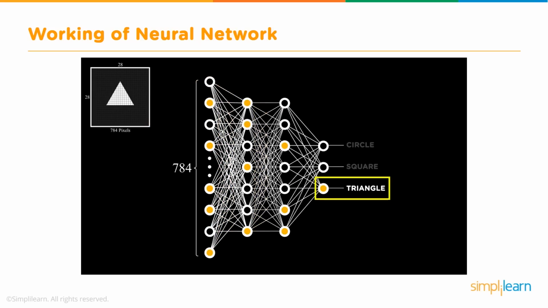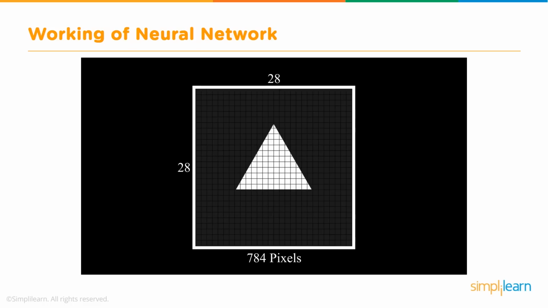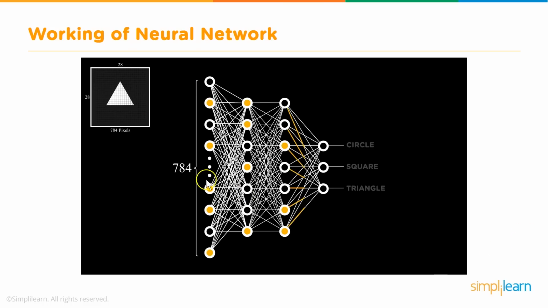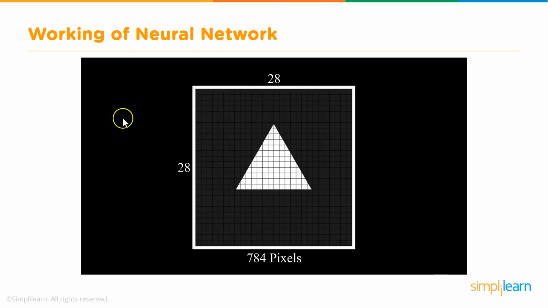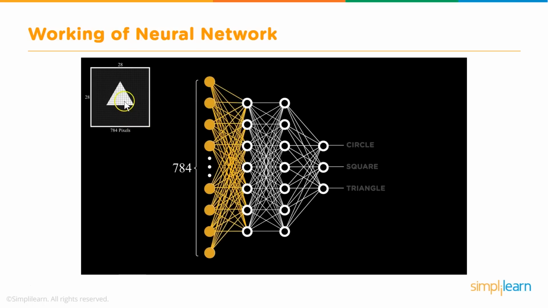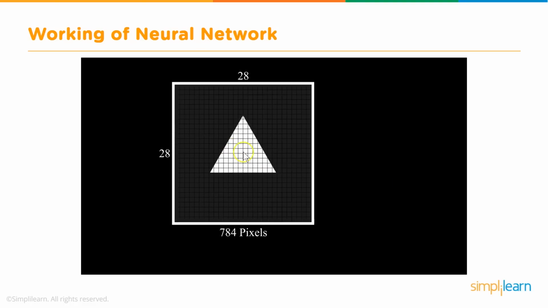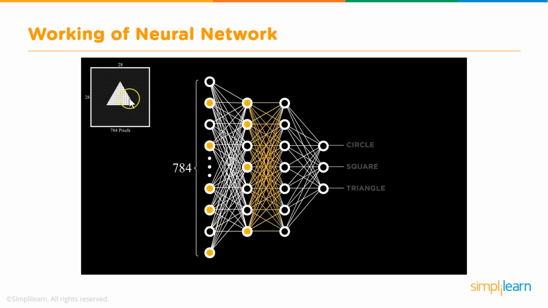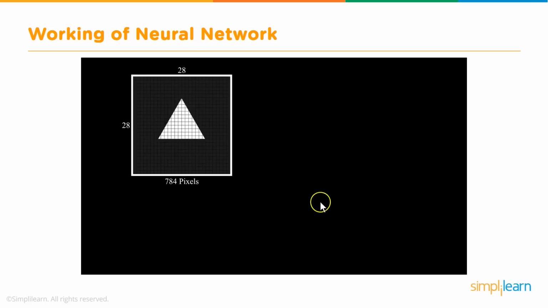Now if you feed another image, it will be able to identify whether it's a square, a triangle or a circle. What is important to observe is that when you feed a new image, it is not necessary that the triangle is exactly in this position. The neural network actually identifies the patterns. So even if the triangle is positioned here, not exactly in the middle but maybe at the corner or on the side, it would still identify that it is a triangle.